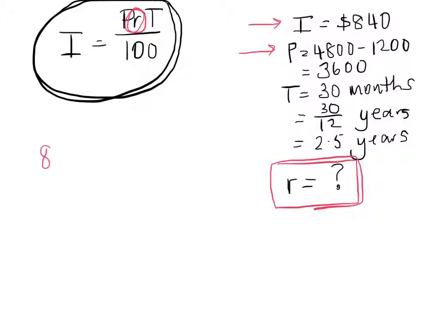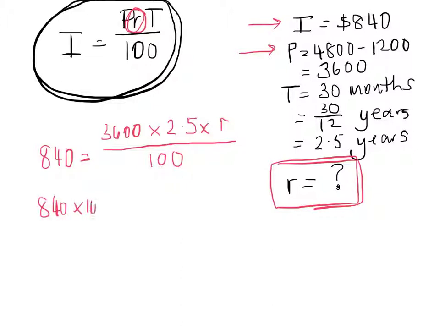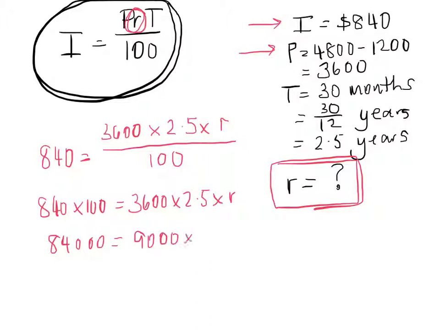So I've got 840 is equal to 3,600 times, and I'm going to put the years in now, 2.5 times R divided by 100. So if I then do a little rearranging and a little bit of maths, so I'm going to go 840 times 100 is equal to 3,600 times 2.5 times R, and then I'm going to go 84,000 is equal to 9,000 times R. Then I'm going to go 84,000 divided by 9,000 is equal to R.